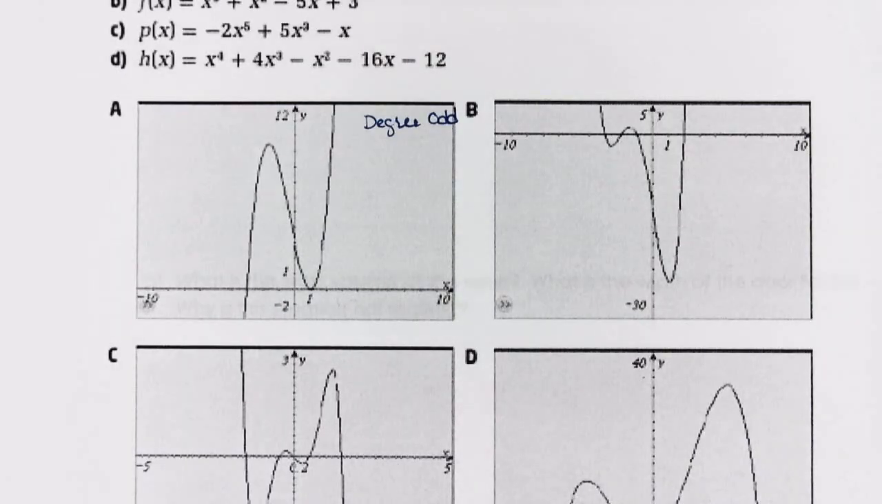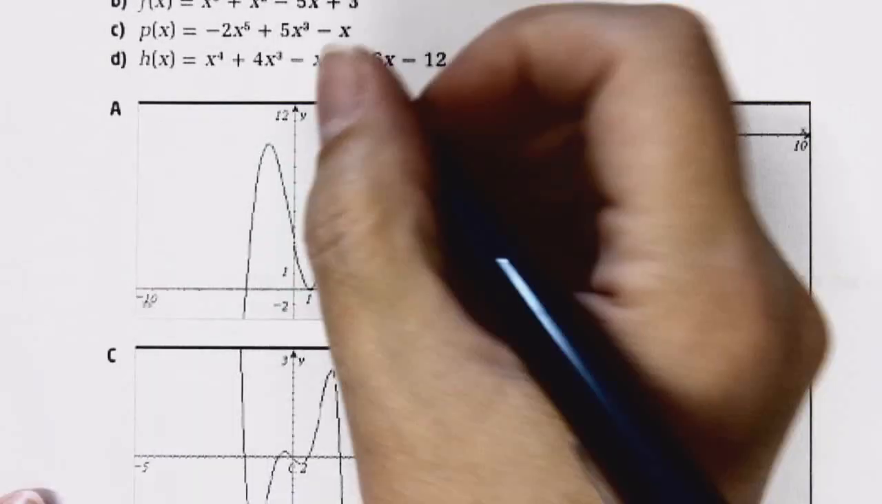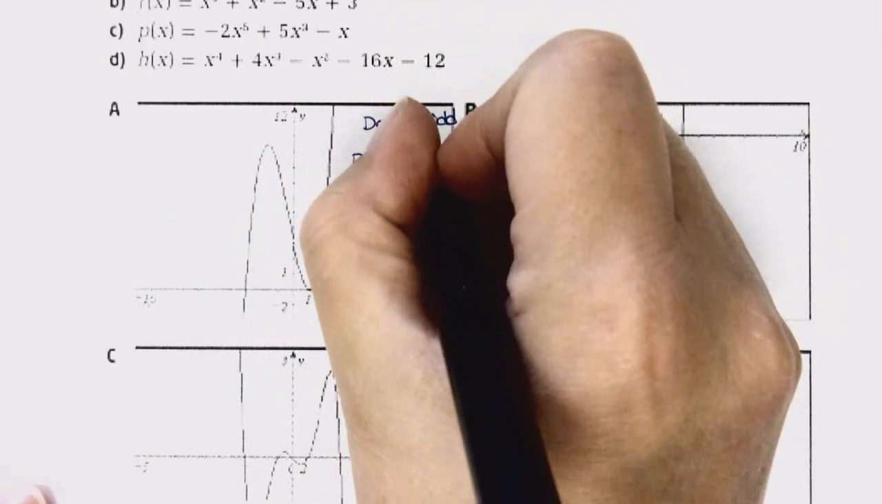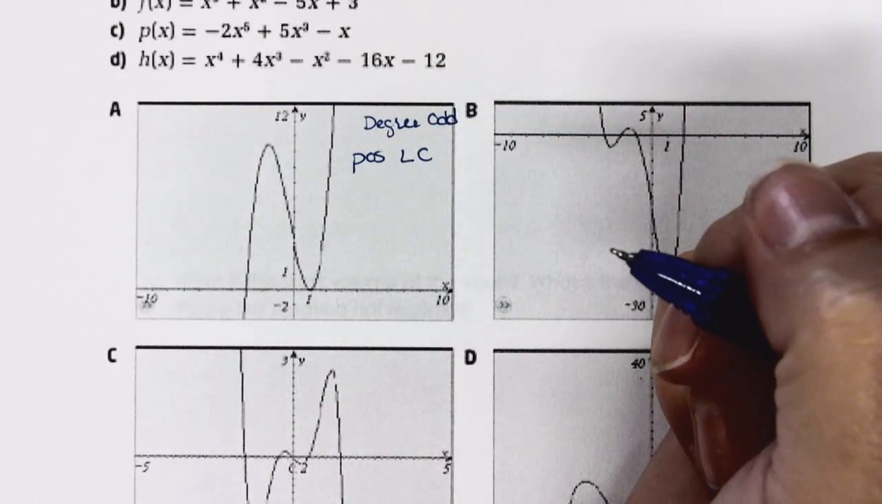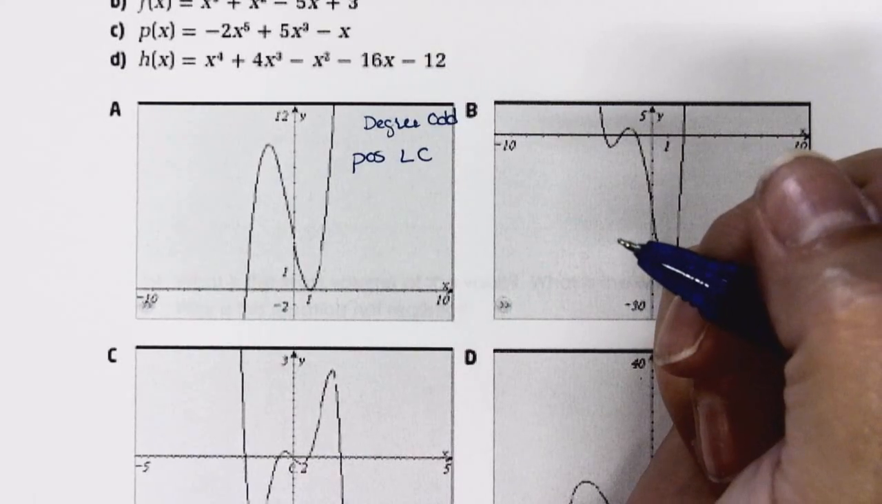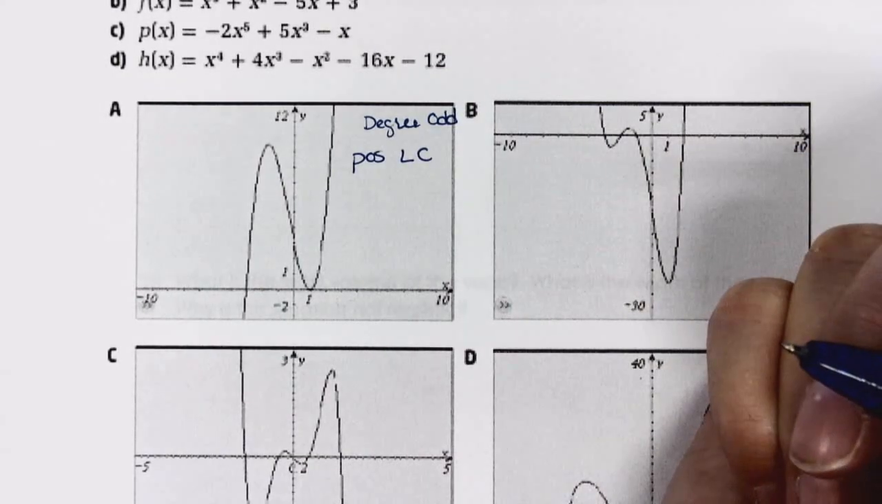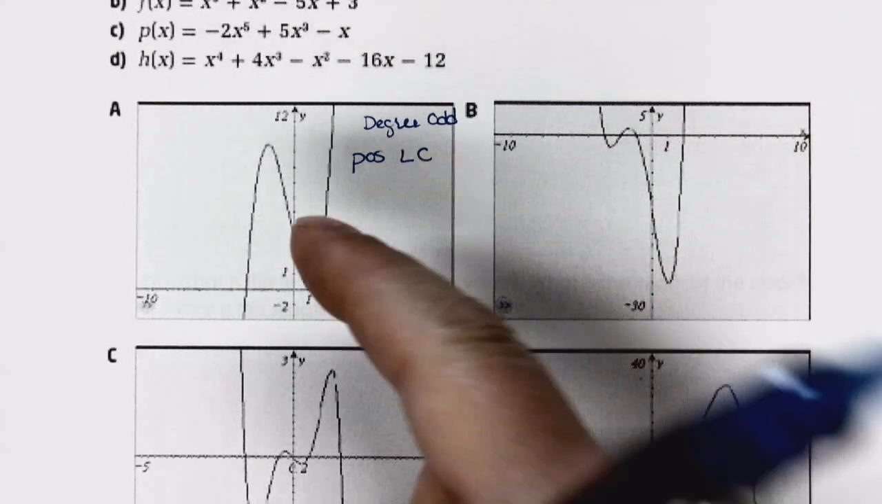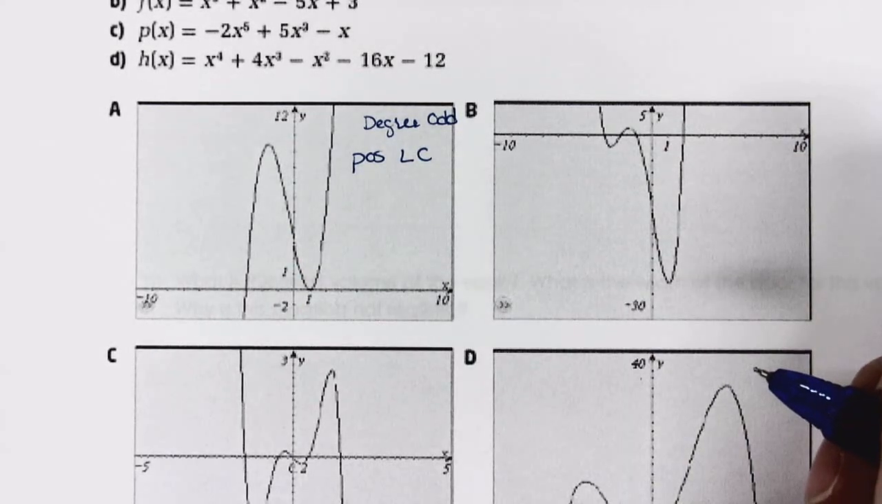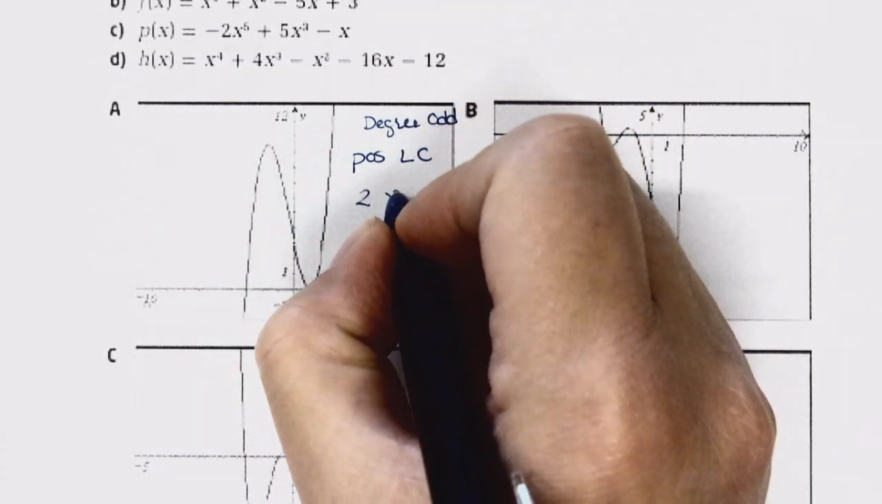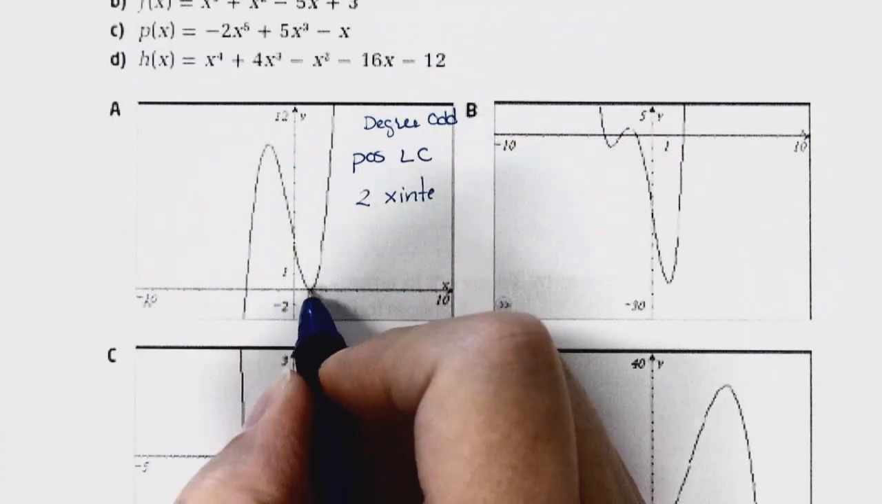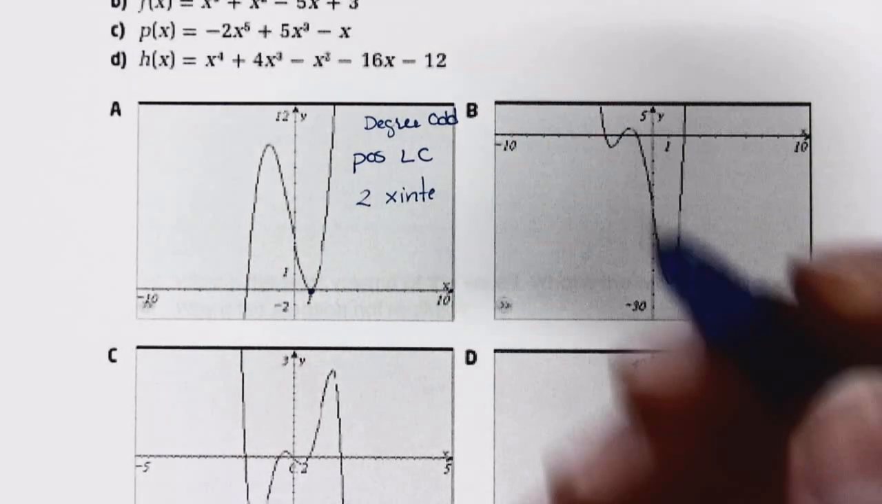What do we know about the leading coefficient of this? Is it positive or negative? Positive, because it's 1 and 3. How many intercepts do we have here? Let's do x-intercepts. 2, because the other one's just touching it. We'd still call that an x-intercept because it touches the x-axis.